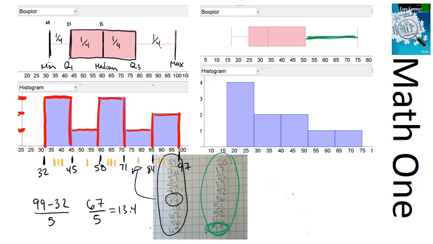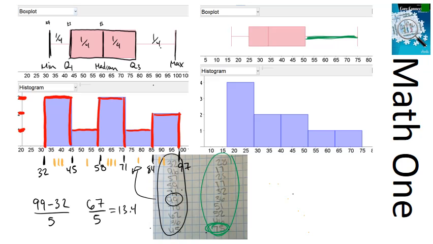I have to make it to 99, and I want to know how wide each of my bins has to be in order to end up with 5 bins. So I've got 92 minus 32, which I believe is 67. And I'm taking the 67 and dividing it by 5. And it's not the most exciting number, right? It's 13.4. So honestly, what I would probably do is, I'd fudge this a little bit.